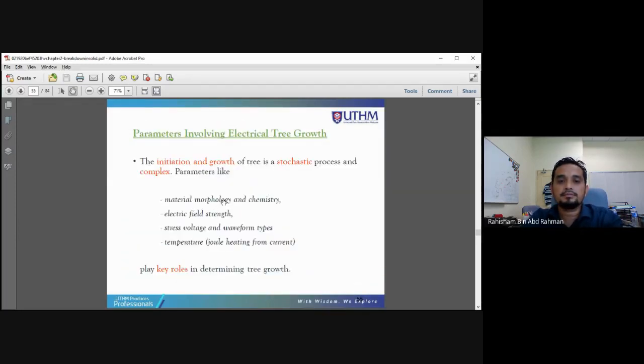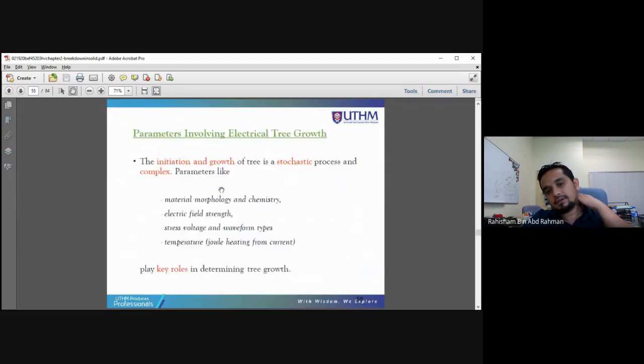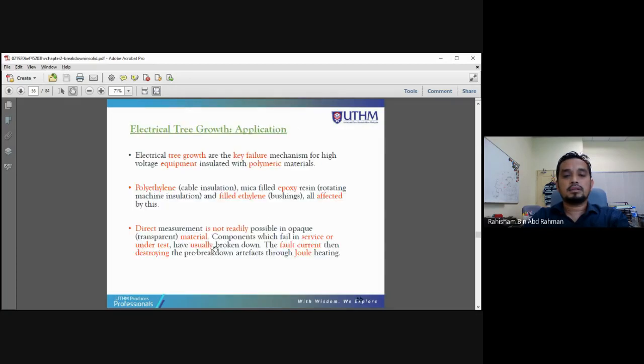Okay, we have parameters involved in the treeing phenomena. We have the material properties, morphology, and chemistry. We need to consider the electric field strength. We need to know the applied voltage and waveform type, and then temperature, the joule heating, and the current. These are four important parameters that will determine how the tree grows under the influence of these four stresses.